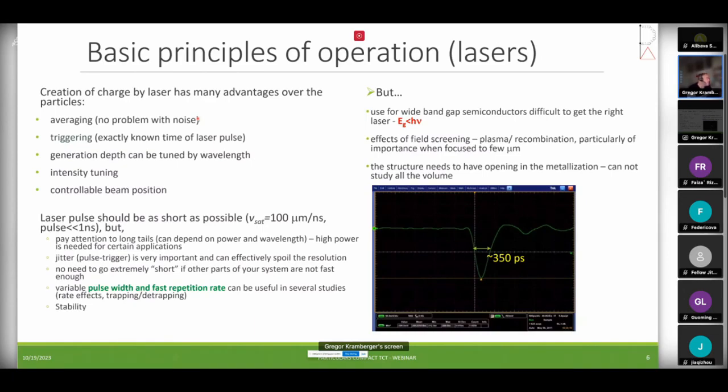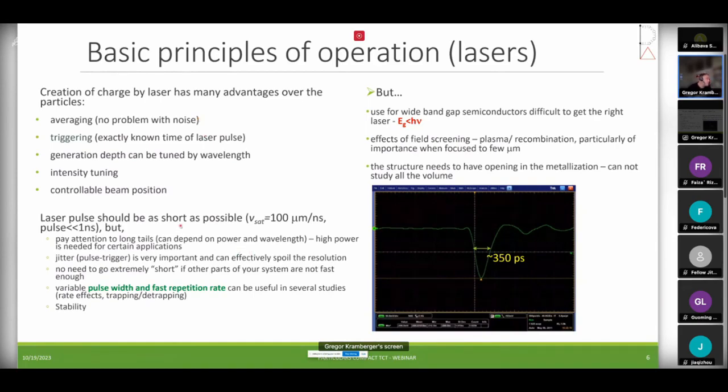The other thing is you can trigger it, so you know exactly when the laser pulse comes, so you know exactly when to look at your signal. You can use different wavelengths of laser, and that means different penetration depth in your device, in this case silicon. You can tune the intensity basically from a few photons to a huge amount of, let's say, electron hole pairs, so large deposited energy. And you can, to some extent, even in the compact TCT, control the beam position.